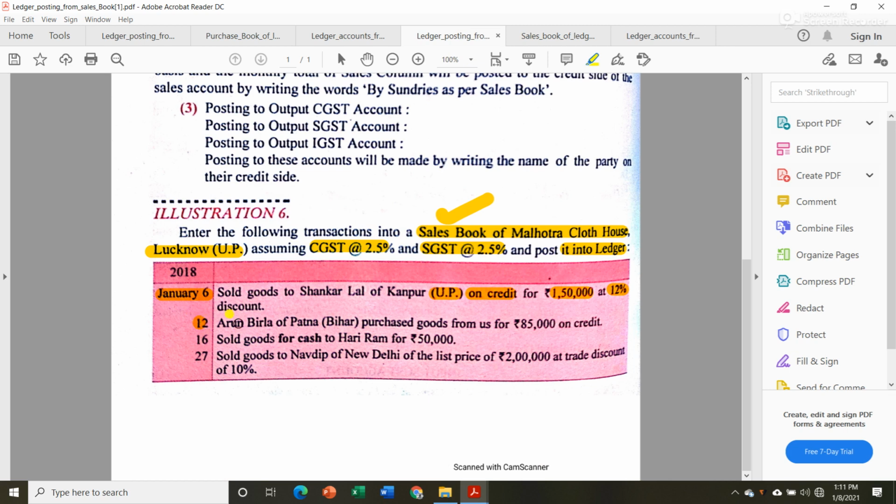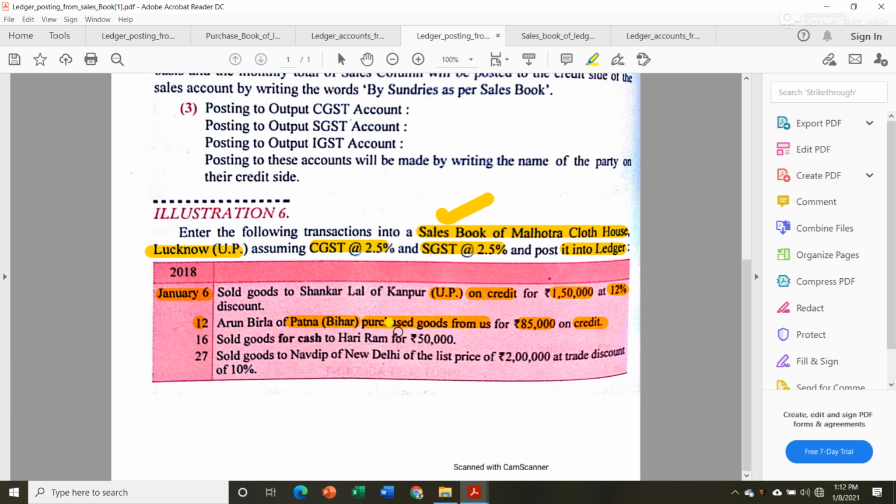On January 12, Arun Birla of Patna, Bihar, remember this is another state, purchased goods from us for 85,000 on credit. Since it is a credit sale, they have used the words purchased goods from us. Indirectly it is nothing but we sold goods to Arun Birla. Since they have written purchase, it doesn't mean that it is a purchase transaction. You have to read the transactions very carefully.